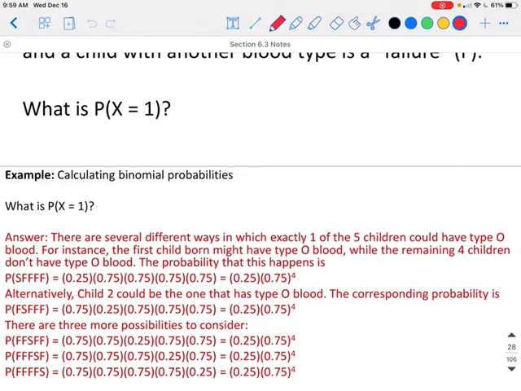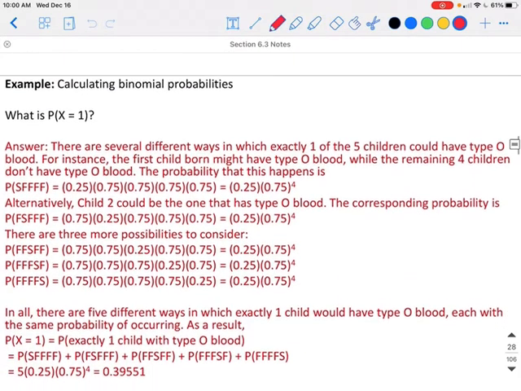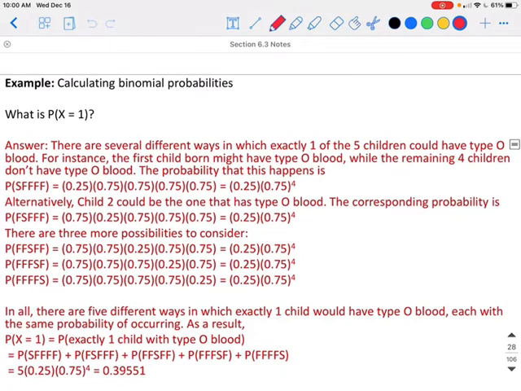If the second child has type O blood, you would do the same thing, but it'd be 0.75 times 0.25, and then 0.75, 0.75, 0.75. Or again, it'd be 0.25 times 0.75 to the 4th power. It could be the 3rd child that has type O blood, the 4th child, or it could be the 5th child. In all, there are 5 different ways that exactly one child can have type O blood, and each of them has the same probability.